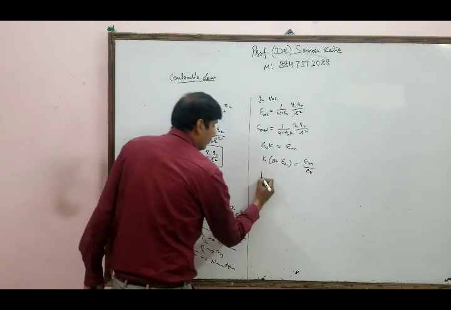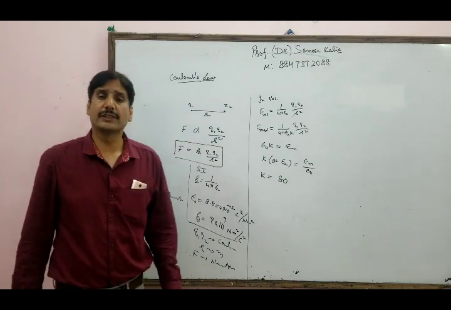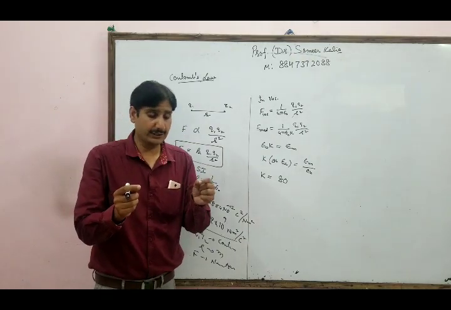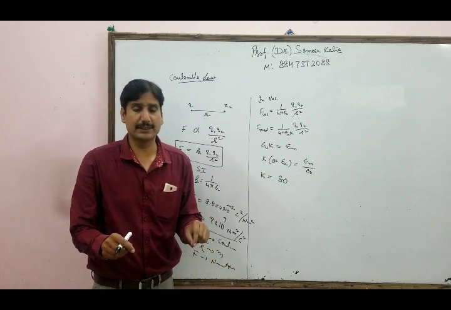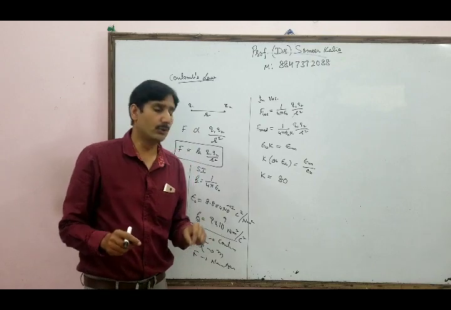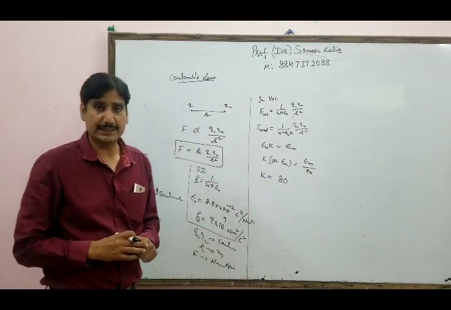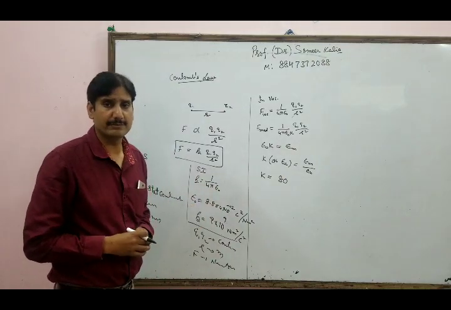For example, for water, its value is approximately 80. That means if the force between two charges is F, and you put them into water, keeping the charges and the distance between them the same, then the force will decrease by a factor of 80. K is a dimensionless number, and its value is different for different mediums.